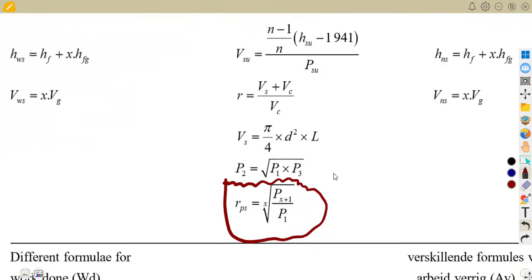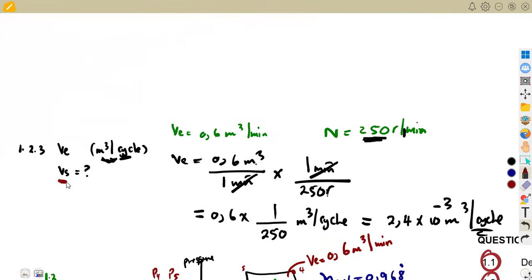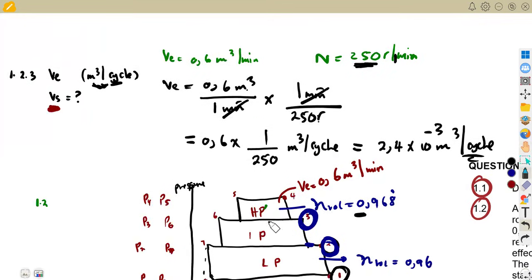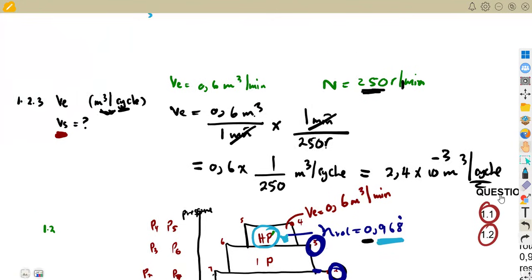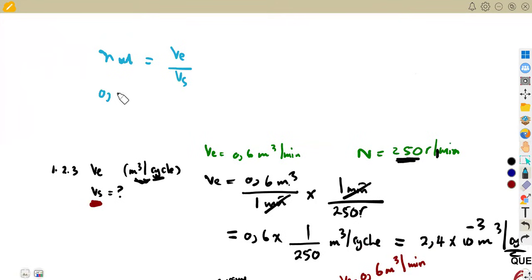Let's go back to our information. We want to calculate what? The swept volume. So if we are given the volumetric efficiency, we are going to use the formula. The volumetric efficiency is the volume of free air over the swept volume. For that particular stage, we are dealing with the high pressure. Remember, we are on the high pressure cylinder. What is our volumetric efficiency there? 0.968. So 0.968 is equal to, okay, take note.